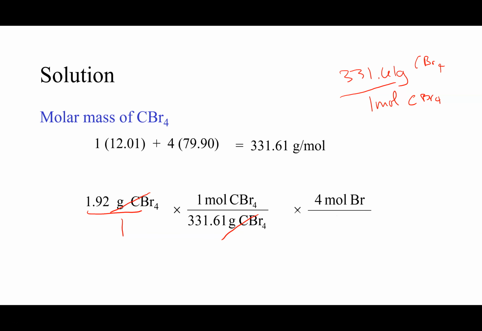Yep, a few slides ago, we came up with this. In 1 mole of CBr4, there are 4 moles of bromine atoms. And that's it. Now our moles of CBr4 molecules cancel. We have moles of Br atoms. Any questions about that last step? That just came from the formula.